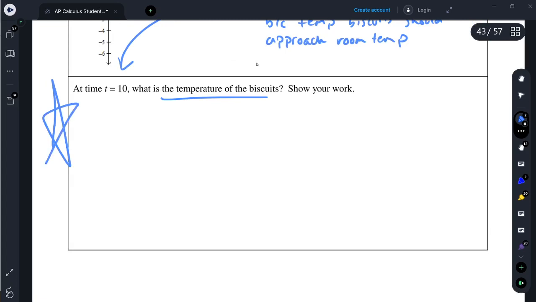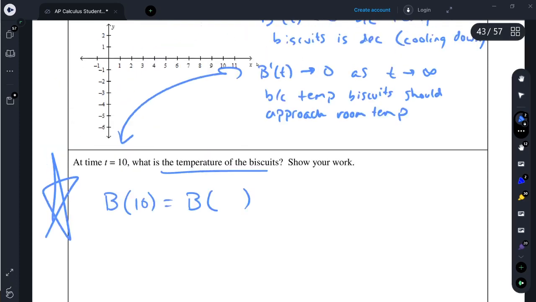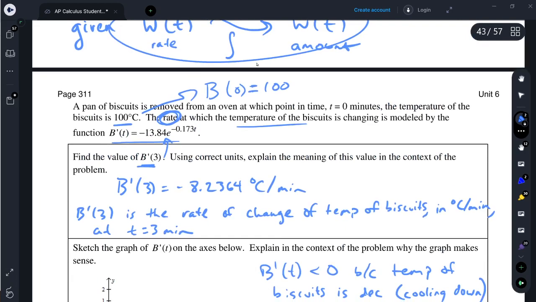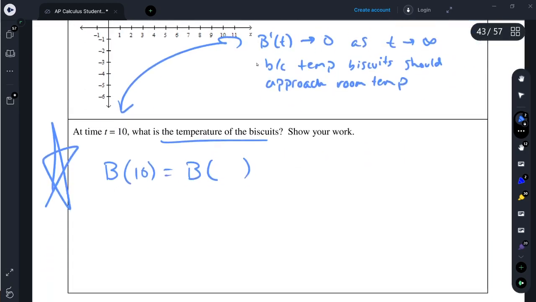All right, at time t equals 10, what is the temperature of the biscuits? This is our big question. This is the one we have to nail. So we want to know what is b of 10, right? So b of 10 will equal b of whatever our initial condition is. I believe they gave us 0, right? Yeah, b of 0 was 100.